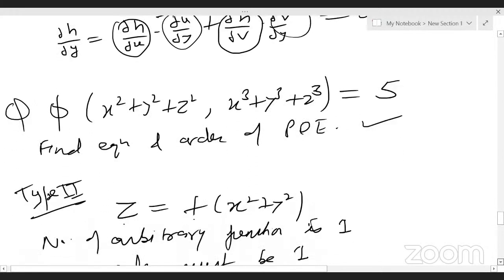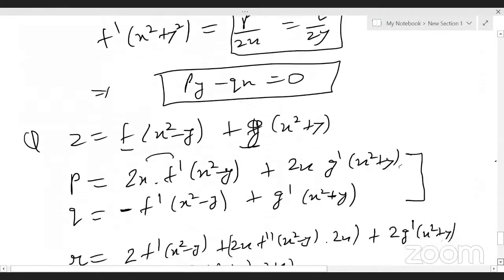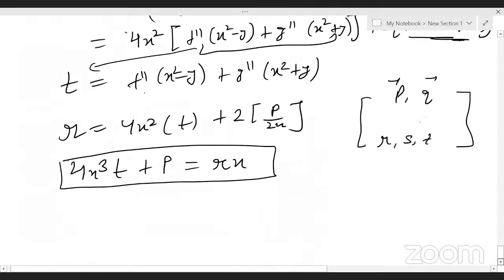Okay. Now come to the second part, that is elimination of arbitrary constants.